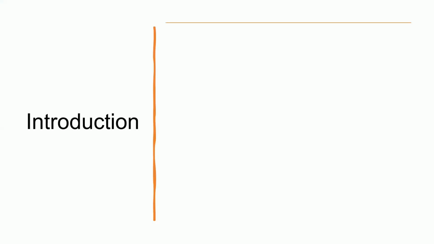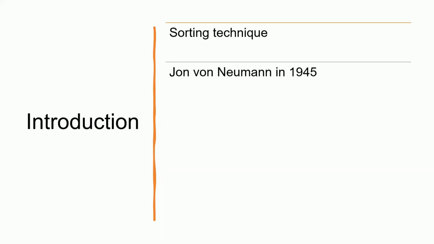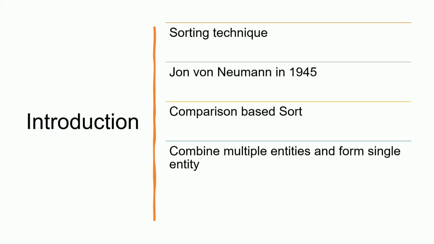Mergesort is a sorting technique that was introduced by John von Neumann in the year 1945. It's a comparison based sort and it's called Mergesort because we combine multiple elements and form a single entity. It is a stable sorting technique.